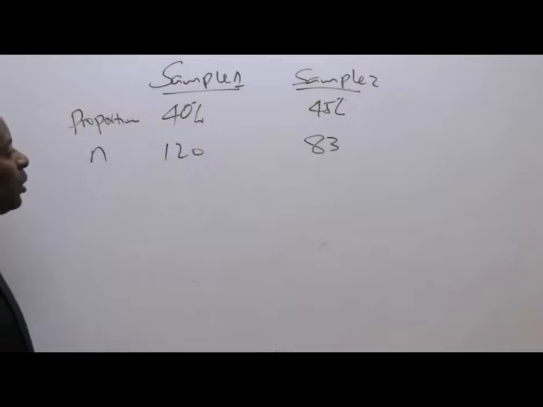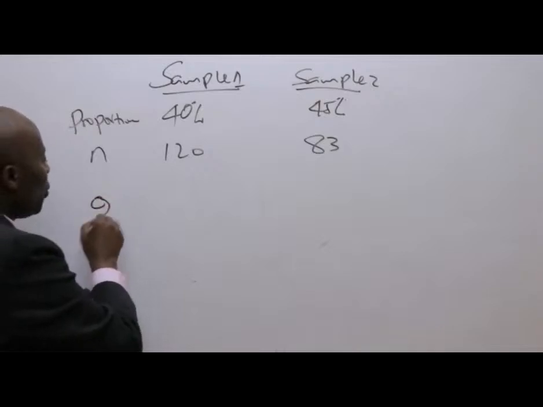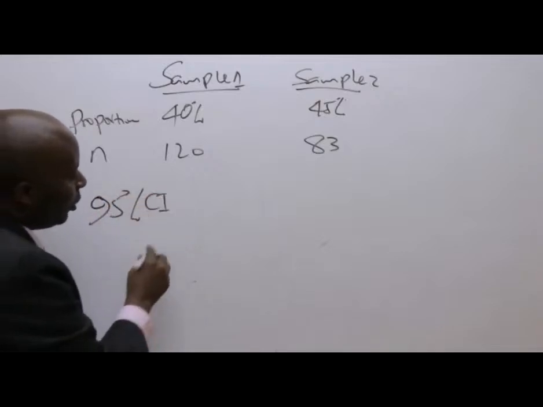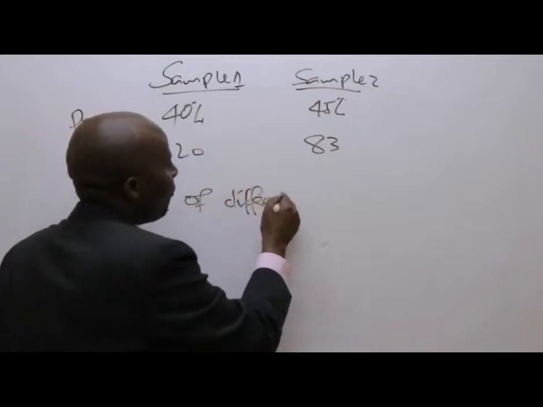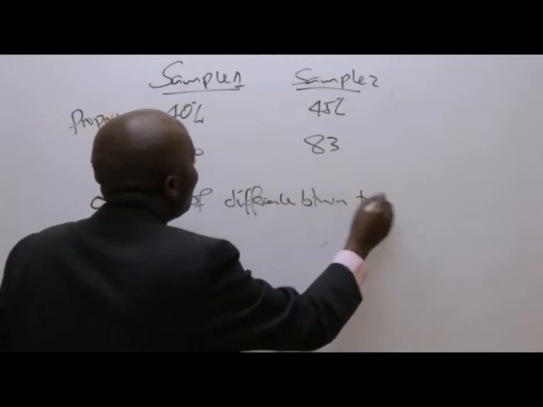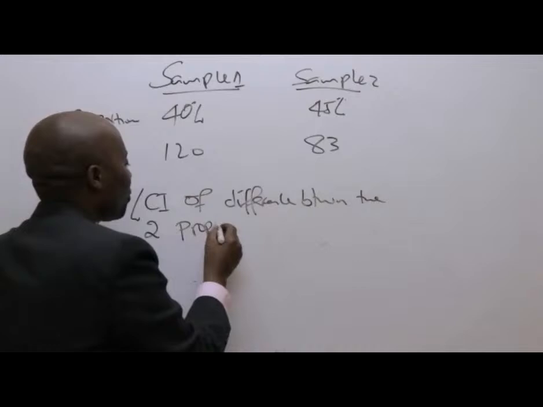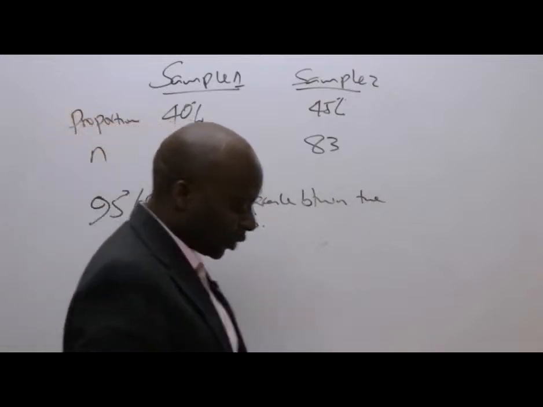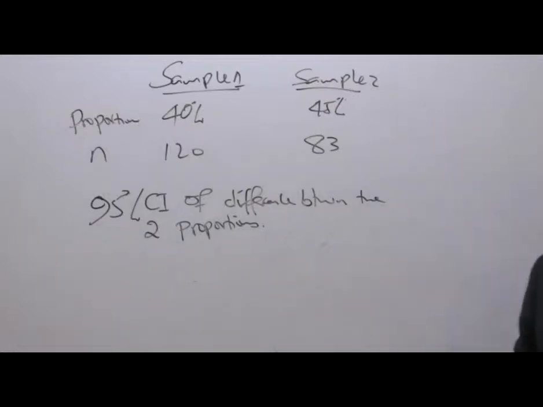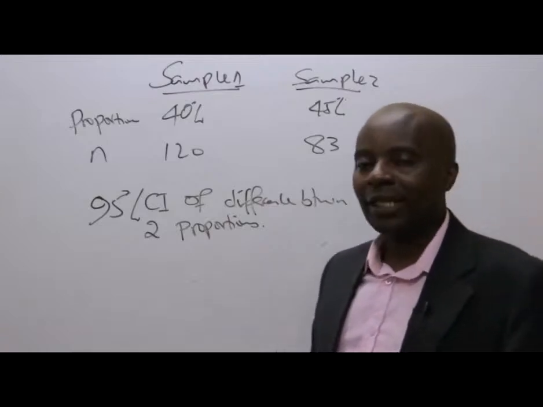Ladies and gentlemen, these people want us to do something very easy. They want us to determine the 95% confidence interval of the difference between the two proportions. Very easy indeed.